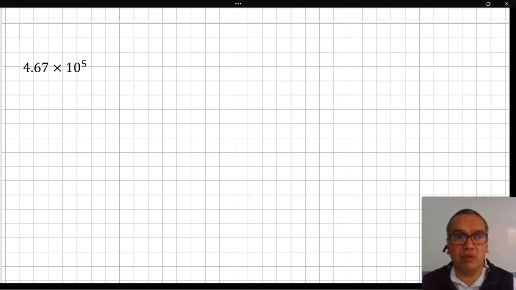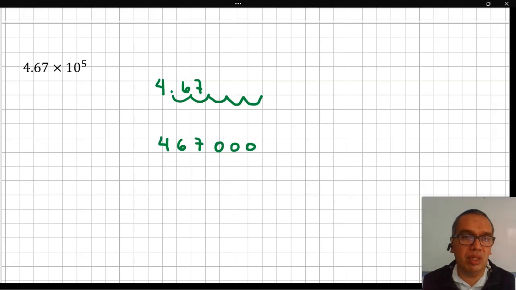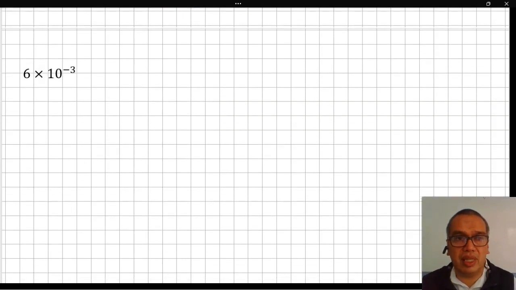This one has an exponent of 5, which means it is multiplied by 100,000. That means moving the decimal point 5 spaces to the right. If, like in this case, you run out of positions, you need to add zeros. The given quantity is equal, then, to 467,000.